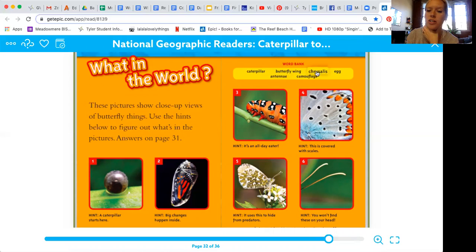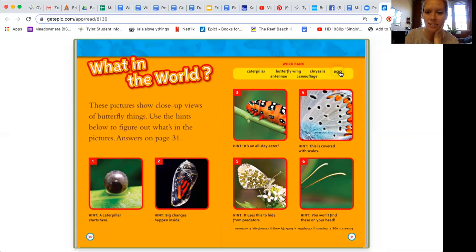Caterpillar, butterfly wing, chrysalis, egg, antenna, or camouflage. Good, camouflage. And this, you won't find these on your head. Camouflage, antenna, caterpillar, wing, chrysalis, or egg. Good, antenna.